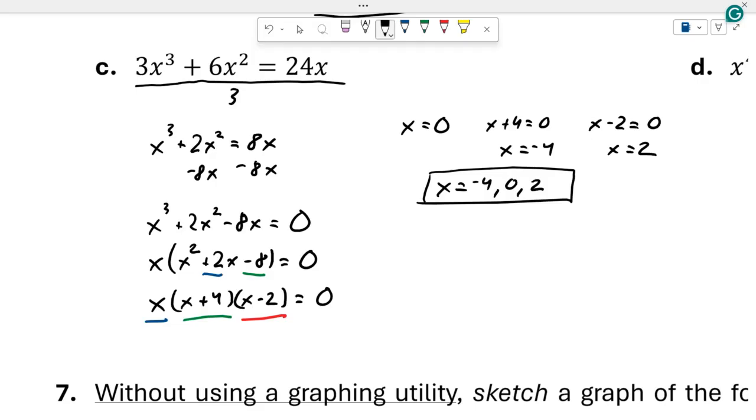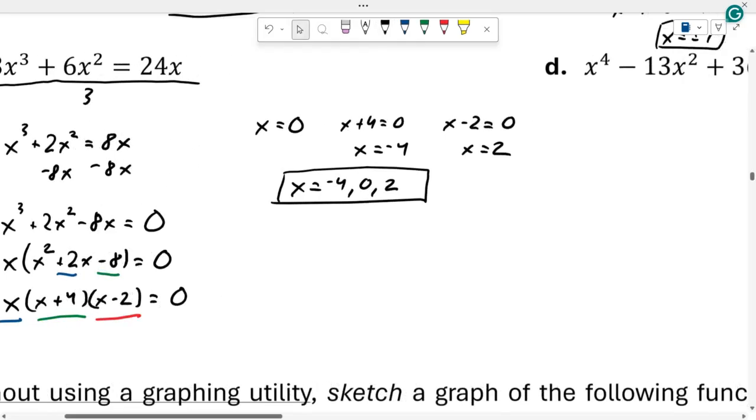And the only other way to solve this that I can think of would be using the quadratic formula once you get the quadratic. Otherwise, you'd have to use graphing to get our 3 answers here.